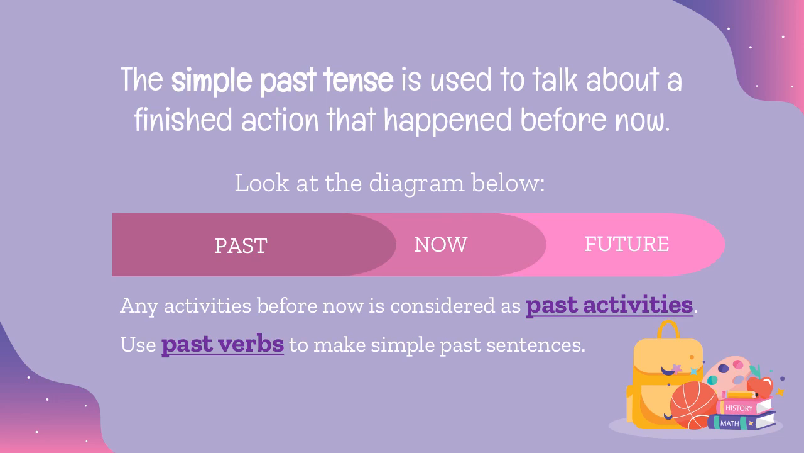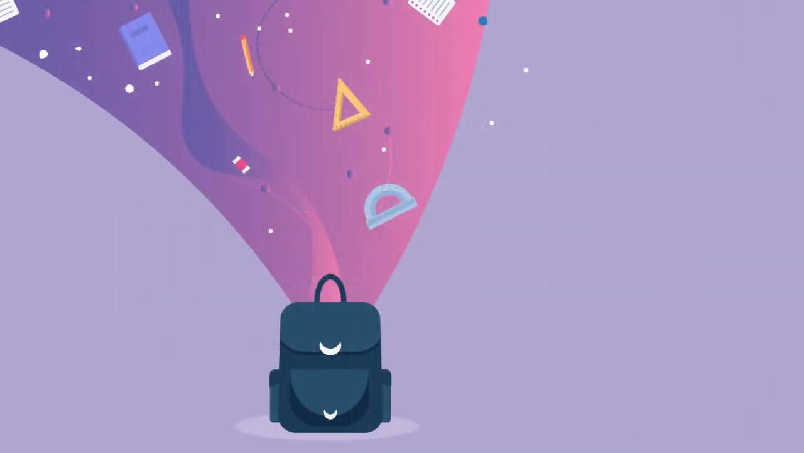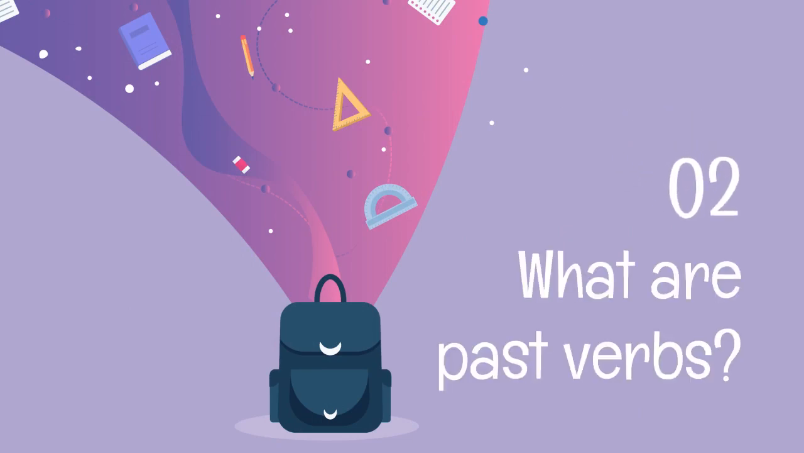Okay, remember that. Any activities before now are considered past activities. And to make simple past sentences, you have to use past verbs. Get it now? Right. Let's take a look. What are past verbs?